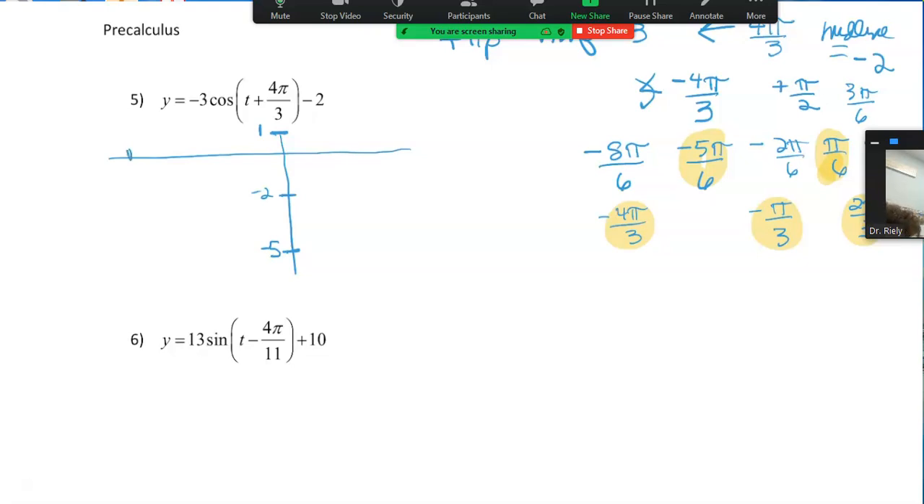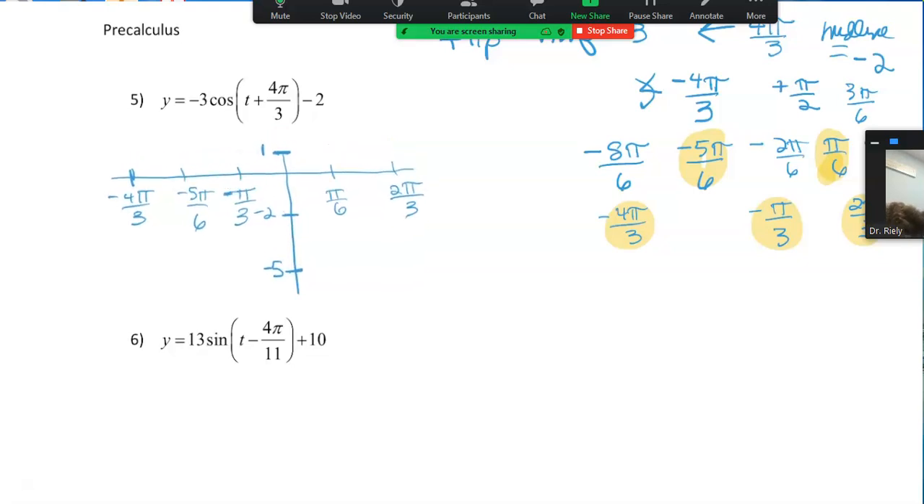Okay, let's do our angles. This one's going to be negative 4 pi over 3, and then I have negative 5 pi over 6, and I have negative pi over 3. This is a negative. And then over here, I have pi over 6 and 2 pi over 3. Noticing that the highlights help me pick the correct angles. Okay, so I may just lower this down just a little bit. Okay, that's good. Now let's go ahead and draw our shape.